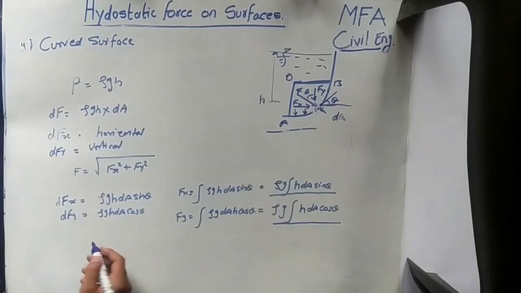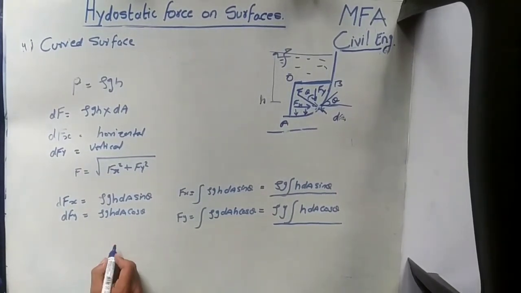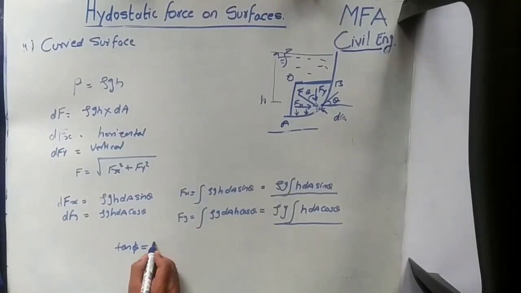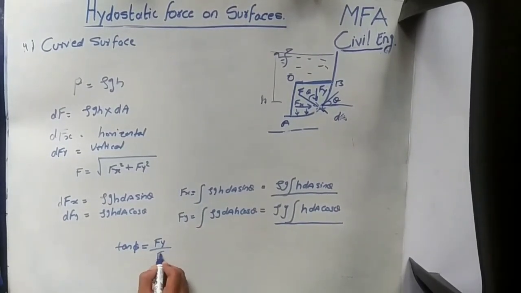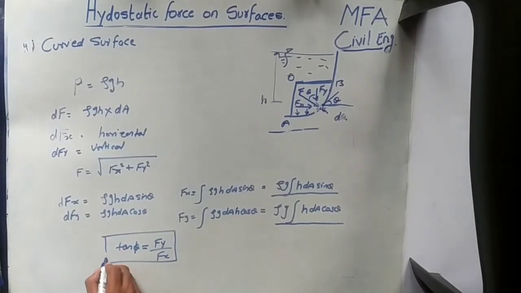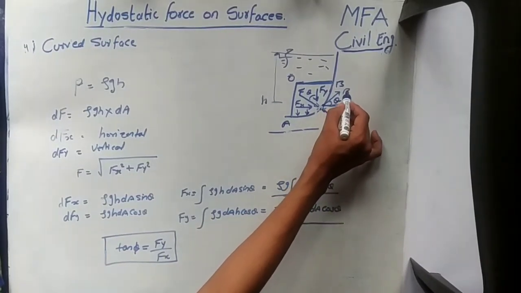surface AB. Now the angle of inclination of the resultant force can be obtained by the formula tan phi is equal to Fy upon Fx. It gives the angle of inclination of the resultant force from the horizontal direction. This is the resultant force.